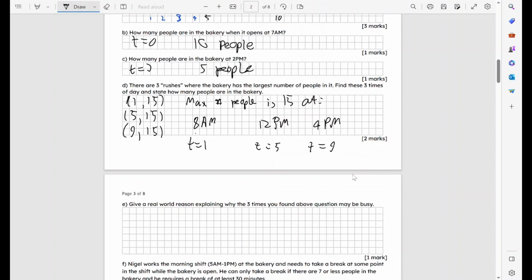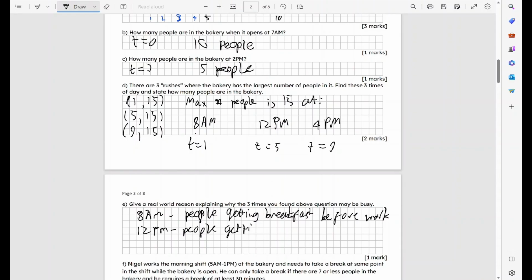And the next question sort of asks you why. So the 8 a.m. one is probably people getting breakfast before work. That's probably what's happening there. And then 12 p.m. is probably people getting lunch. And then the 4 p.m. might be people finishing school most likely, or work, and they are going to the bakery.